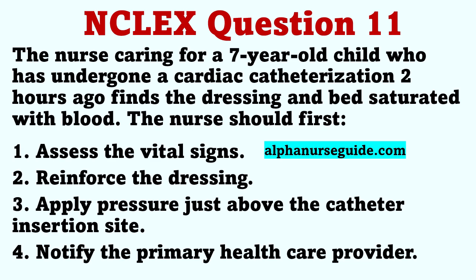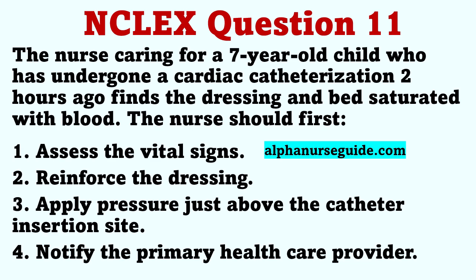The nurse caring for a 7-year-old child who has undergone a cardiac catheterization 2 hours ago finds the dressing and bed saturated with blood. The nurse should first 1. Assess the vital signs. 2. Reinforce the dressing. 3. Apply pressure just above the catheter insertion site. 4. Notify the primary healthcare provider.